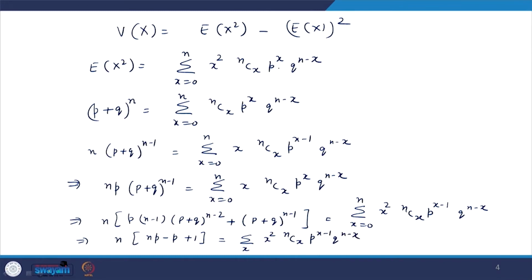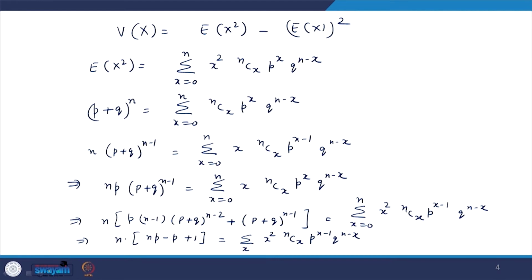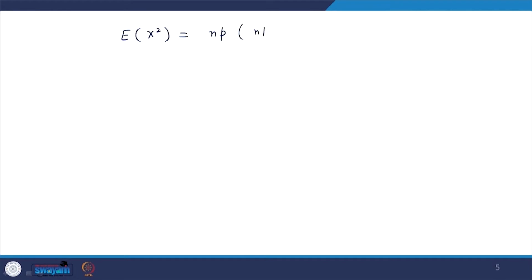Now, for this again you want to compute this. So, for this you again multiply both sides by p. So, what is expectation of x square finally you will get? This you get as np into (np plus 1 minus p).